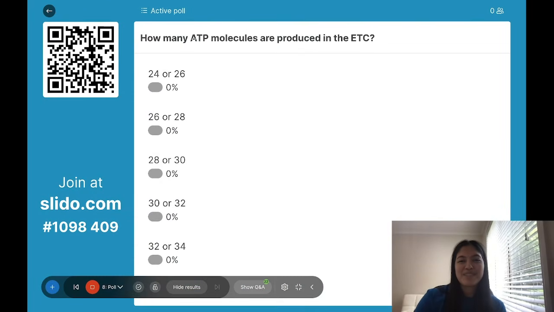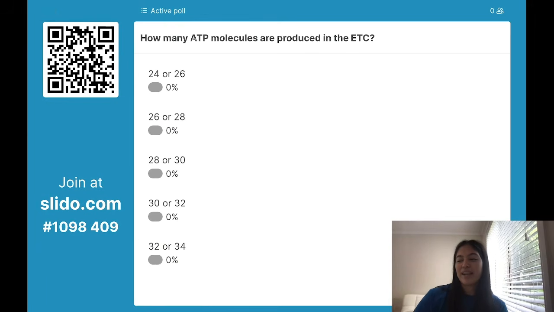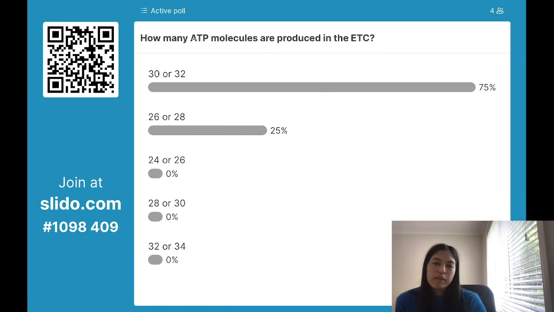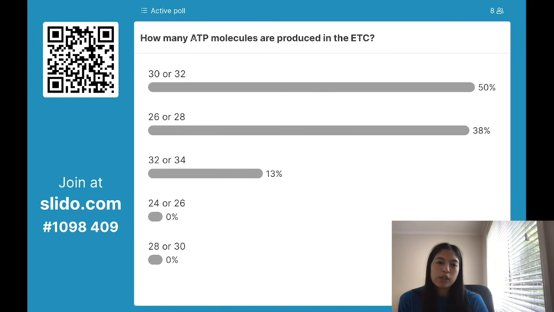How many ATP molecules are produced in the ETC? Okay, so something I've literally just mentioned. So try to think about it. So think about the question. How many ATP molecules are produced in the electron transport chain?